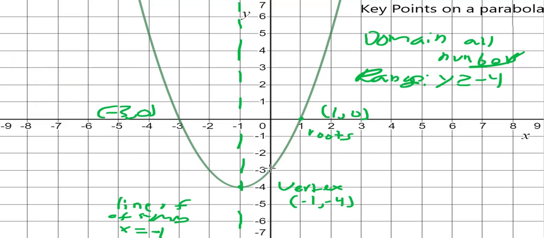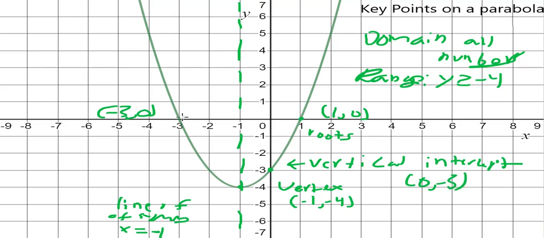Parabolas also have where they pass through the y-axis, the vertical intercept. So here is the vertical intercept. The vertical intercept of this parabola is 0, -3.